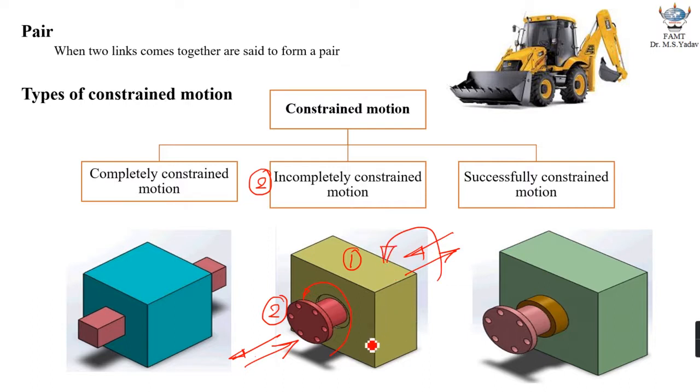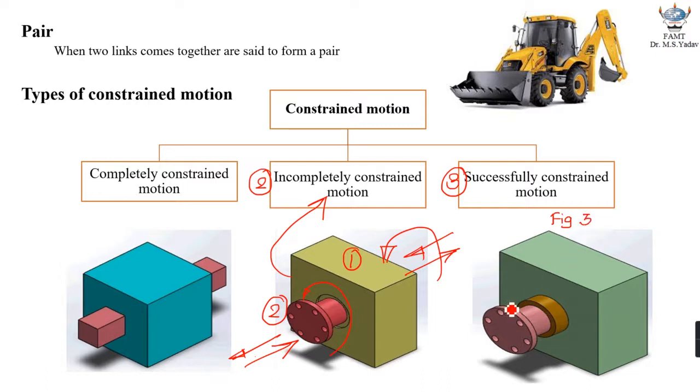So output motion between two links forming a pair is not definite, not occurring in a definite direction. It is basically depending upon the direction in which force is applied. And in this particular situation, this type of motion is typically called incompletely constrained motion. Let us understand the third practical example, which is successfully constrained motion. Now figure number 2 and figure number 3. Let me call this figure number 3.